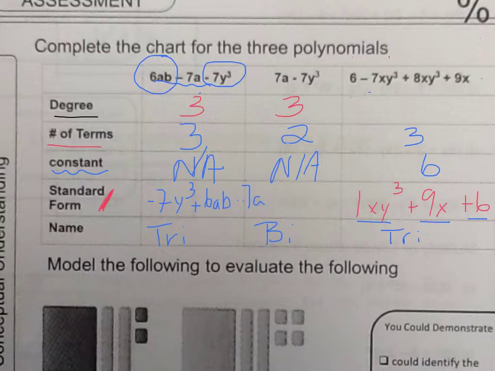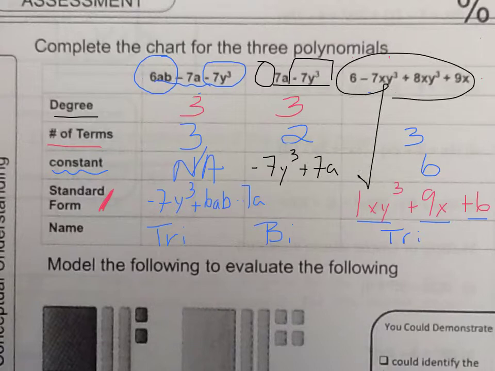I'm going to erase this part here just so I can have some room. And I will write this one in standard form, keeping in mind degrees first, and I keep the sign in front, so negative 7y to the power of 3. The sign in front of the 7a is a positive, so it changes from a positive 7a to a plus 7a. And this question here, we already wrote in standard form, so that question's done.